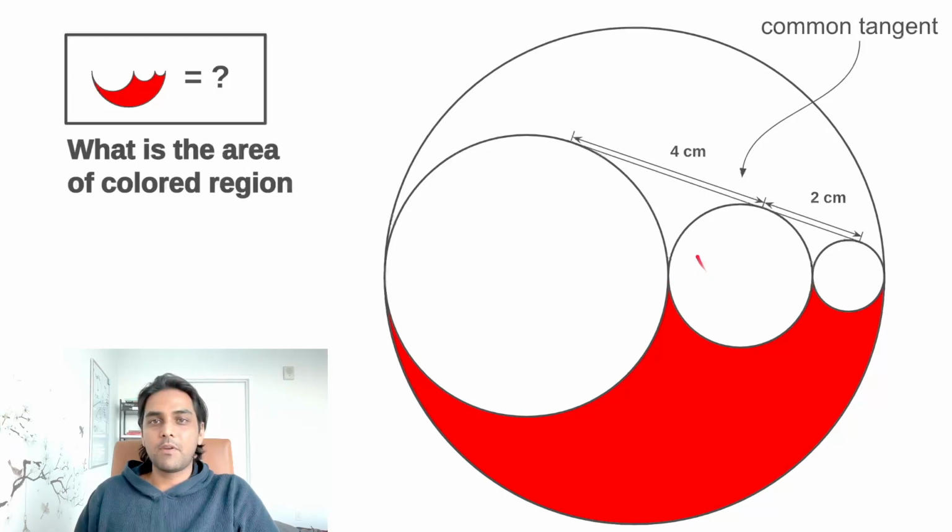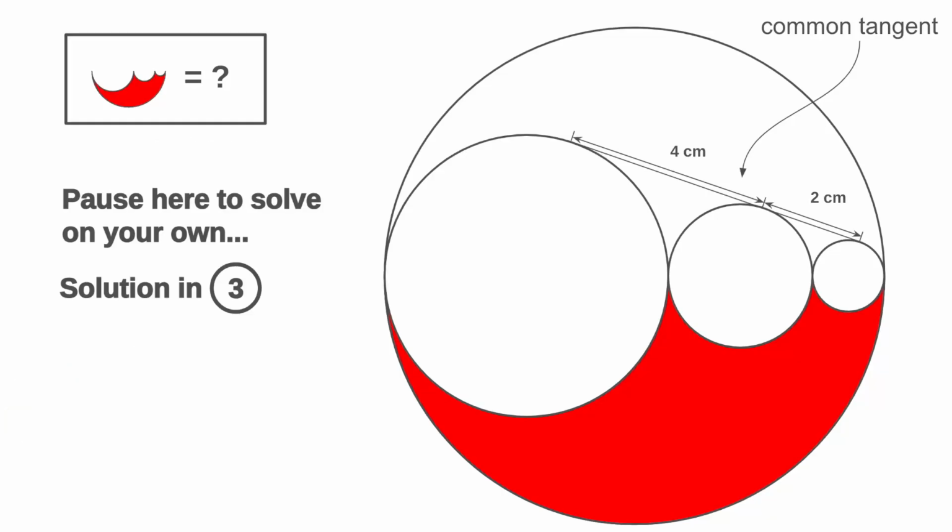We are not given the radii of any of these circles. The only thing that we know is that there's a common tangent between these three inner circles and that the length of the tangent is 4 centimeters between these two circles and 2 centimeters between these two circles. And we are asked to find out the area of this colored region. Pause the video here to solve this on your own, and I promise you will find this very interesting.